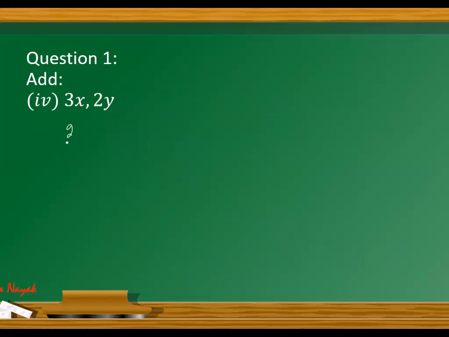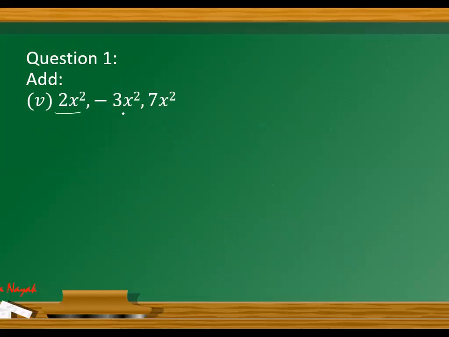Fourth, 3x plus 2y. What is the result? No result as it is, because they are unlike terms. So then what is the answer? Answer is same as 3x plus 2y.